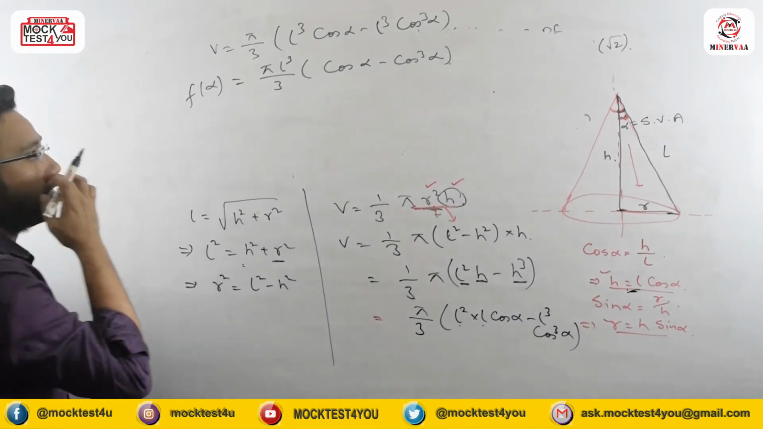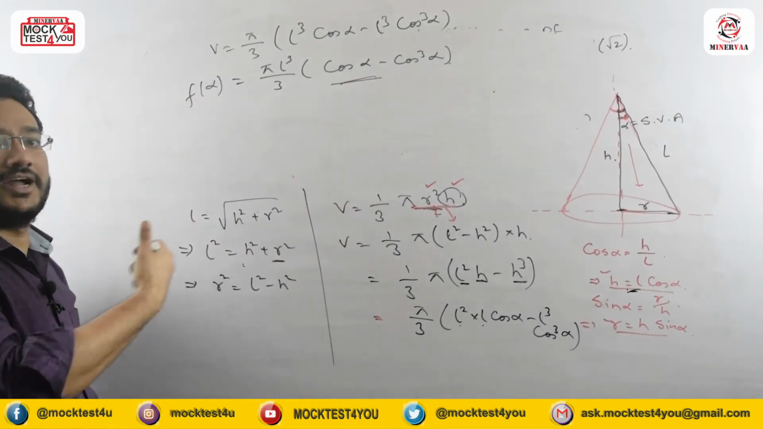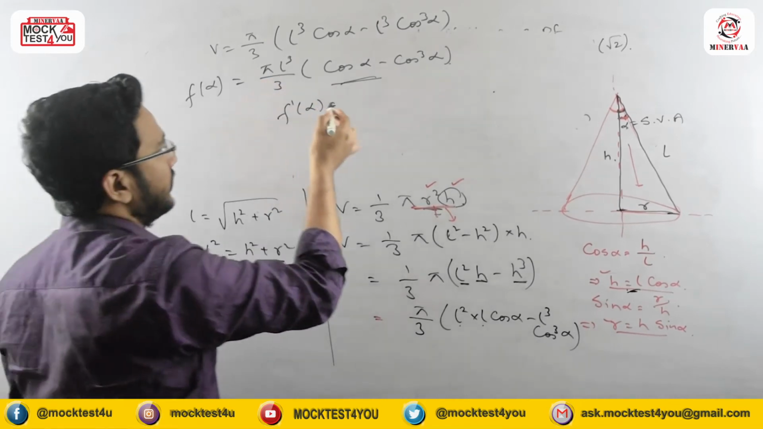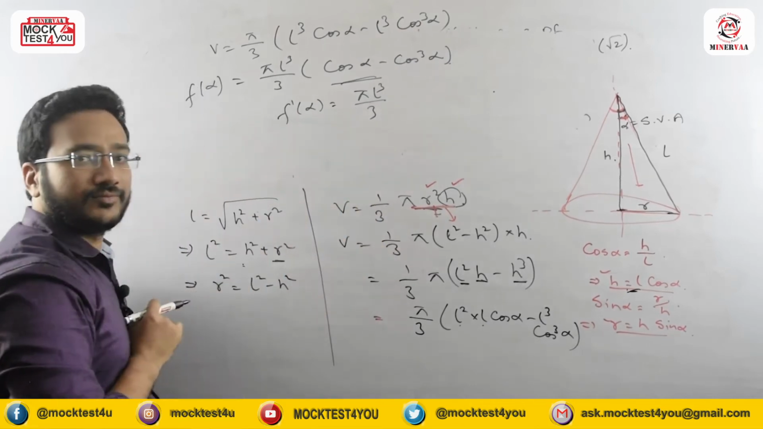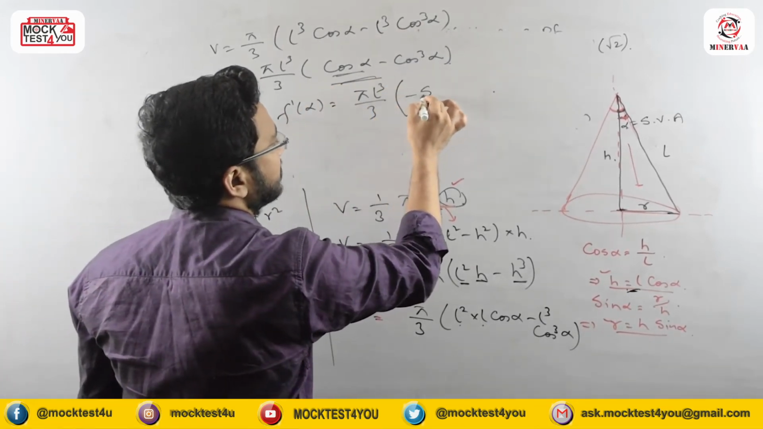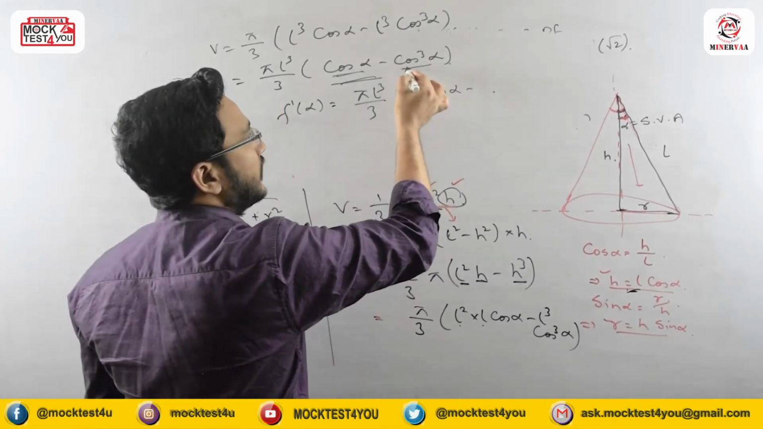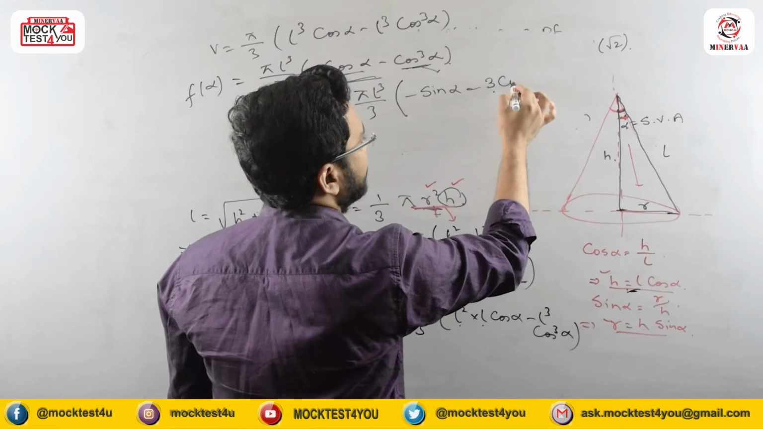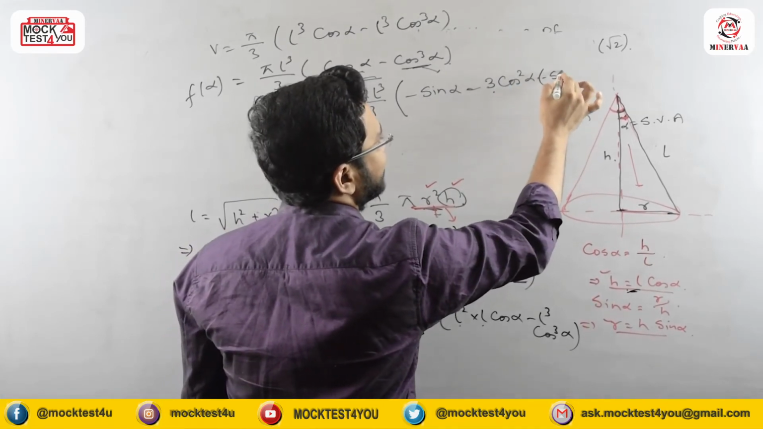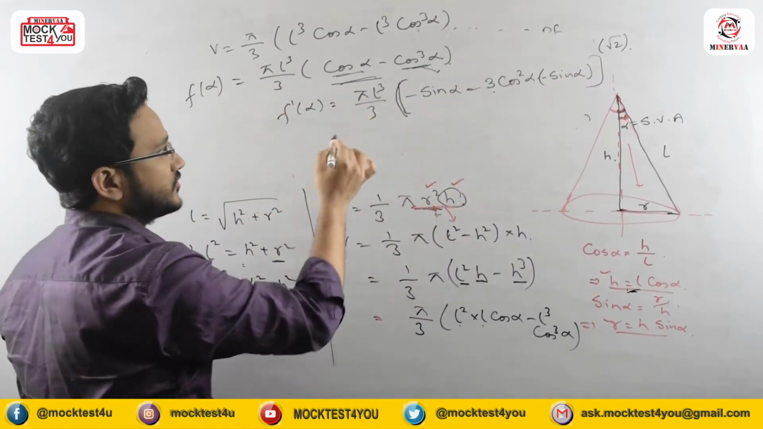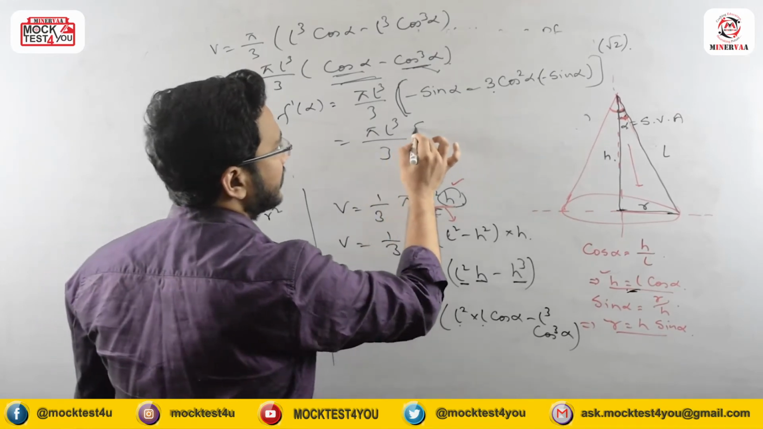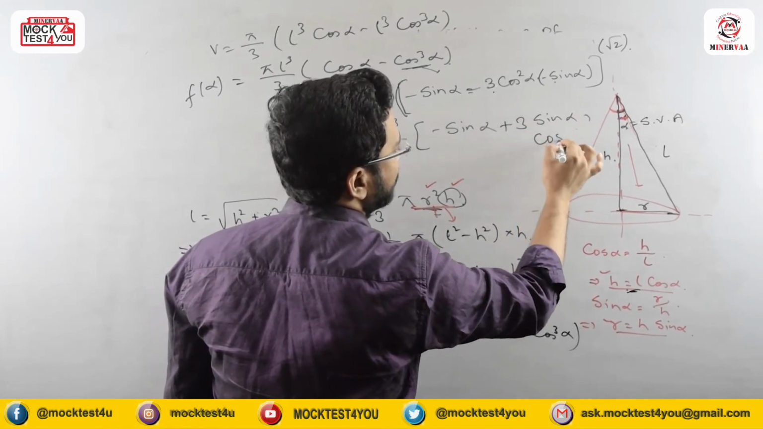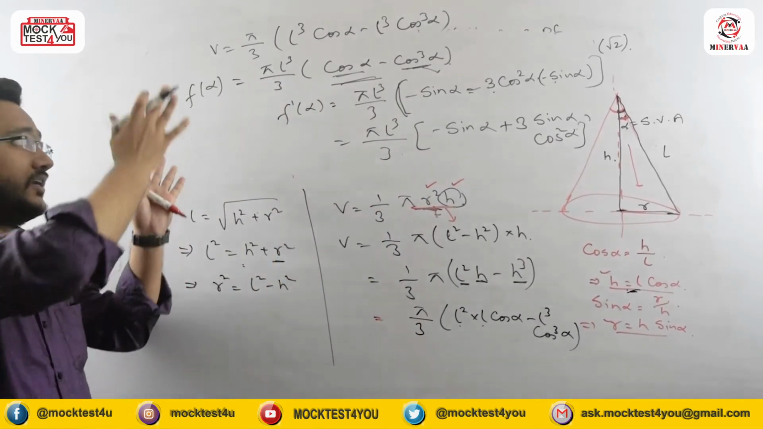Okay, now we have to maximize this function, and we know how to maximize any function. We have to differentiate this one first. Let's find out the differentiation here. Pi L cube by 3 is a constant. Cos alpha differentiation is minus sin alpha, minus cos cube alpha differentiation. If you know the chain rule of differentiation, you can write this one. The differentiation of cos cube alpha is 3 cos square alpha into minus sin alpha. So this one is pi L cube by 3, and here minus sin alpha, minus and minus becomes plus 3 sin alpha cos square alpha. So this is the function we are getting after differentiating.